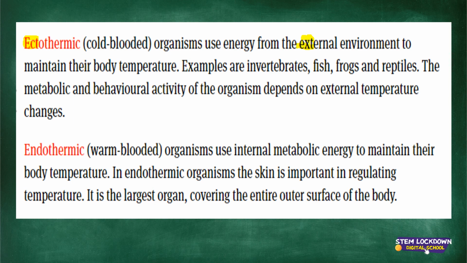Examples of these are the invertebrates, then the fish, frogs, and reptiles. The metabolic and behavioral activity of the organism will depend on the external temperature changes. So if it's cold, then the body can't make its own heat, so that organism will also be cold. If it's hot, then that organism will also be hot, because its body temperature is determined by the external environment. These ones here are cold-blooded.